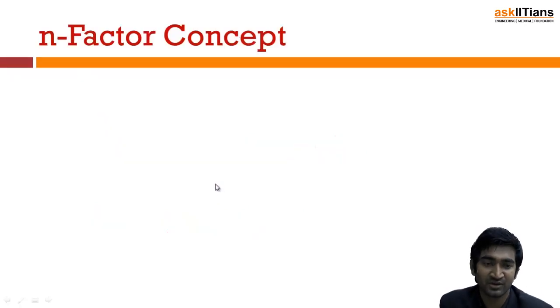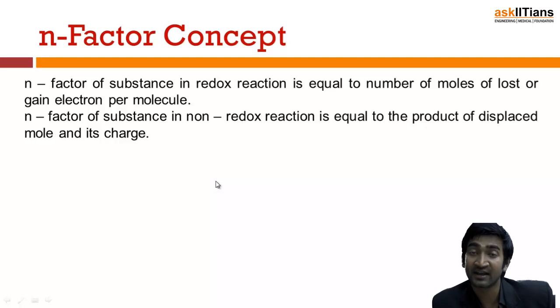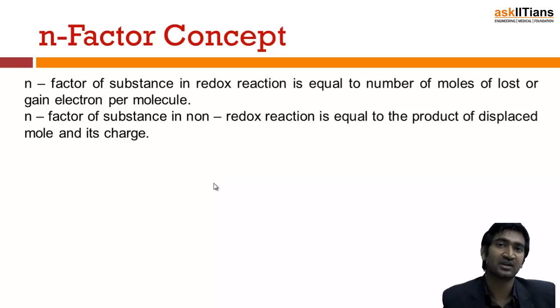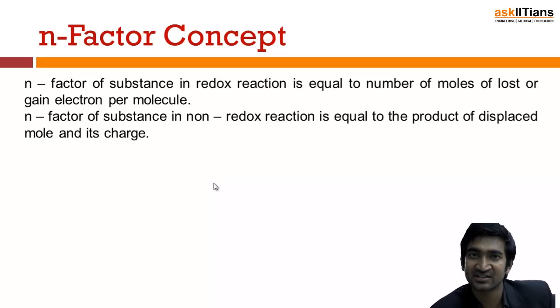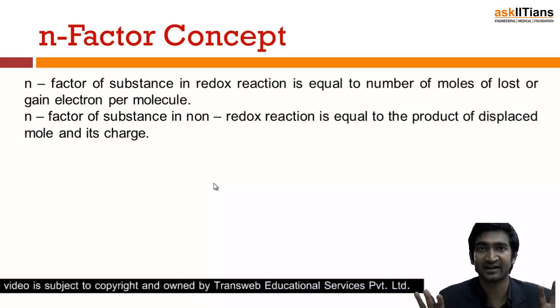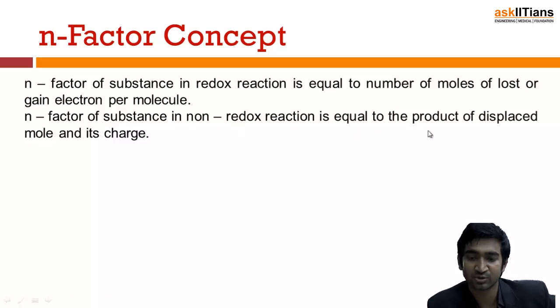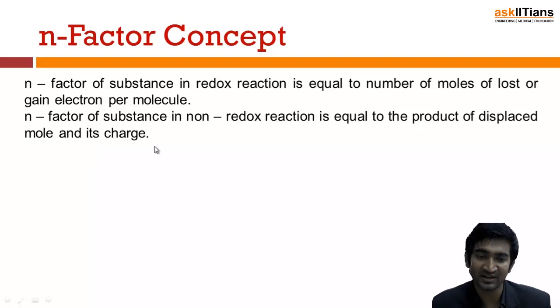Before that, we must know what is n factor. What do you mean by n factor? In a redox reaction, it is equal to the number of moles of lost or gained electrons per molecule. You know that in a redox reaction there is addition or loss of electrons. So what is that number during that whole process of one simultaneous equation? That is your n factor. And the n factor of a substance in a non-redox reaction is equal to the product of displaced mole and its charge. Don't worry, we will only deal with redox reactions here.